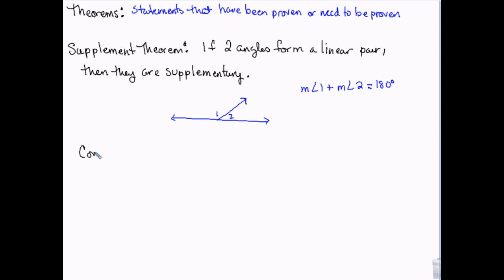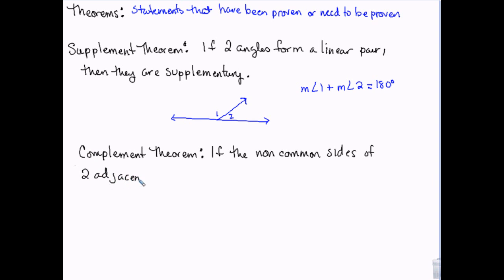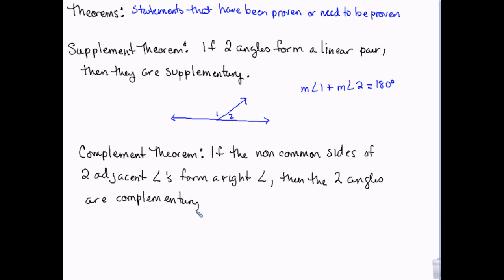And then we have the complement theorem. That's the theorem that lets you say, okay, if I have these two angles here, and this whole thing is 90 degrees, then the angles add up to 90 degrees.